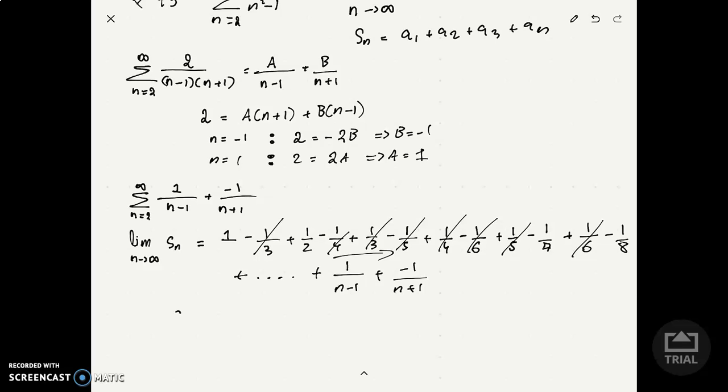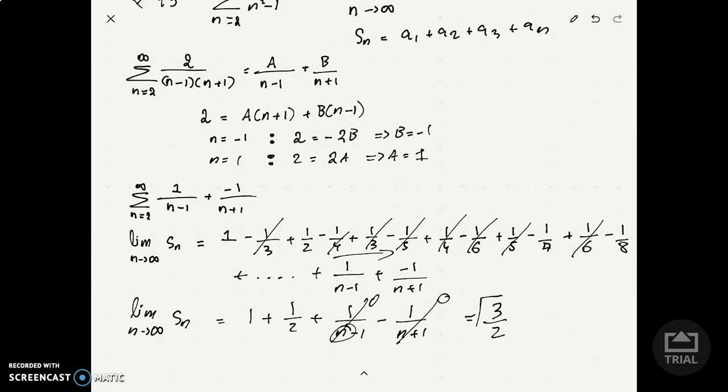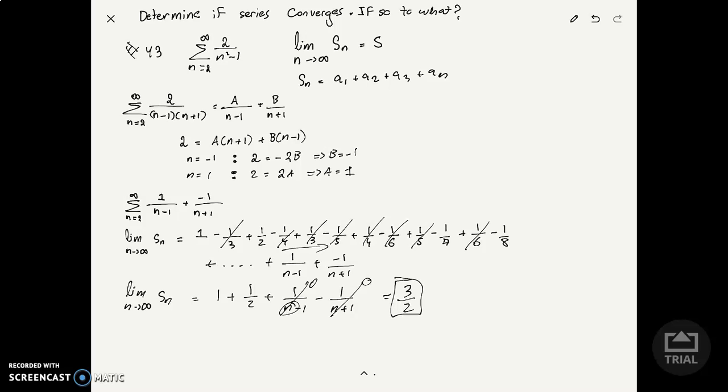So we're really just left with the limit of s sub n as n approaches infinity is equal to 1 plus 1/2, and then the last few terms that don't cancel out, the nth terms. But if we take the limit of those as n gets really big, this goes to 0, and so does this. So we're just left with 3/2. So the sum of this series is 3/2, and it does indeed converge to that.